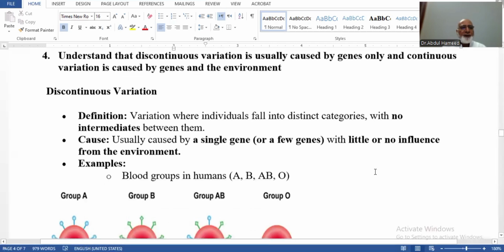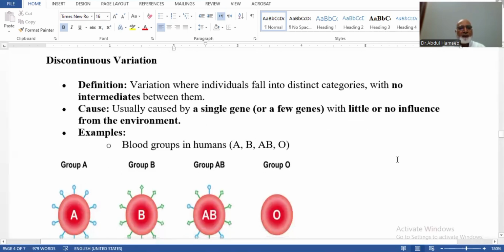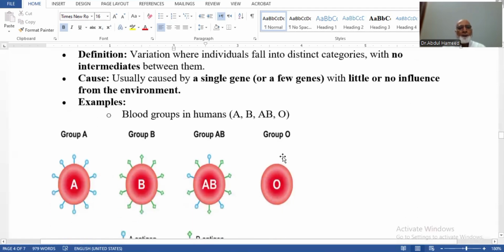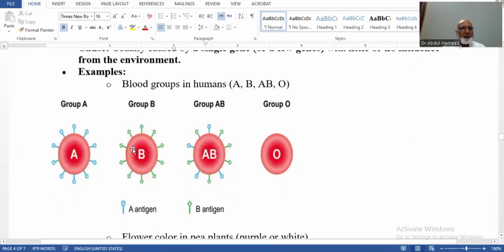So discontinuous variation is where individuals fall into two or maybe more distinct categories with no intermediate. And what are the causes? Usually a single gene or few genes and little or no influence from the environment. The ABO blood group is a very good example in this case. For example, A blood group, B blood group, AB blood group and O blood group.